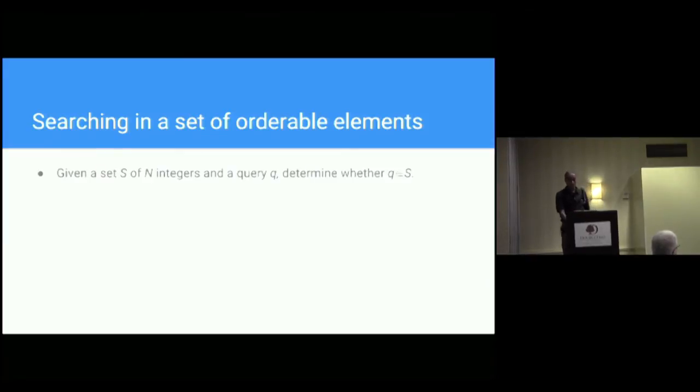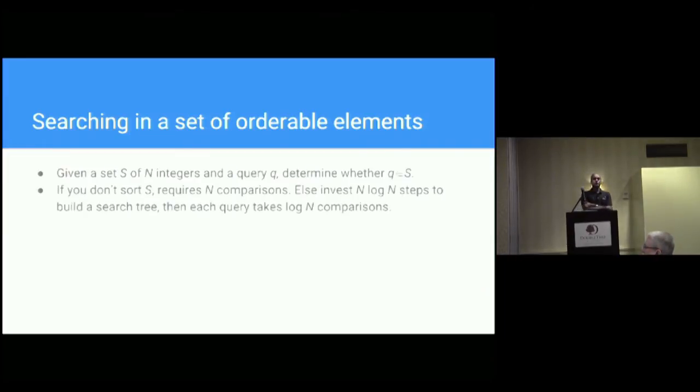Okay? So you want to search in a set of orderable elements. Think of them as the integers. So you're given the integers and a query q, and you want to determine whether the query is in your set. Standard search problem. So if you do not pre-sort the set, you've got to make n comparisons. You basically have to exhaustively compare your query with each element in the set. Alternatively, you could invest n log n steps, build a search tree, and then each query can be answered with log n comparisons.